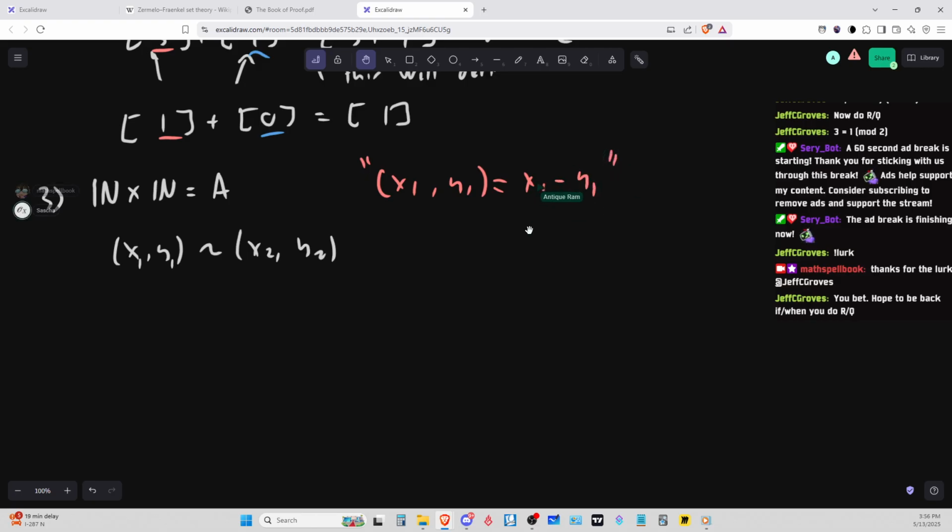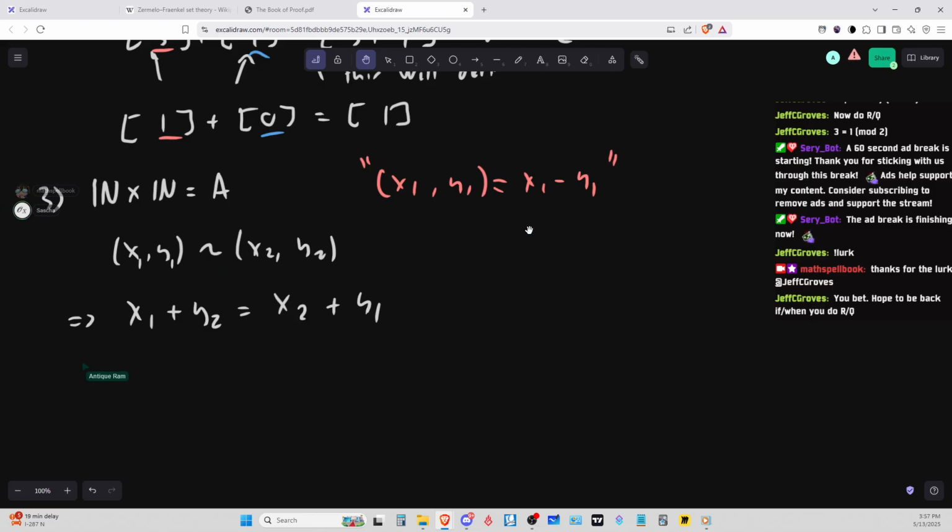Okay, but we don't know what minus means yet. So what we're going to do is enforce an equivalence relation. We're going to say that (x1, y1) is equal to (x2, y2) if x1 plus y2 is equal to x2 plus y1. Okay, maybe we can look at an example of that.